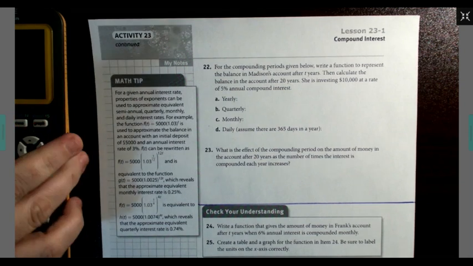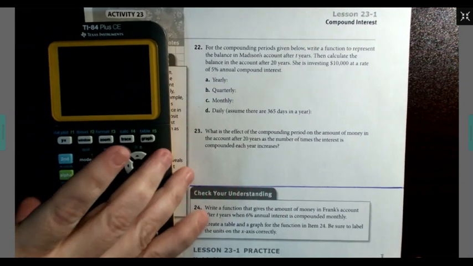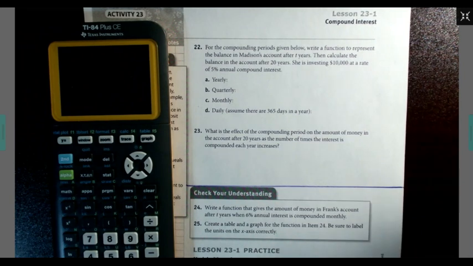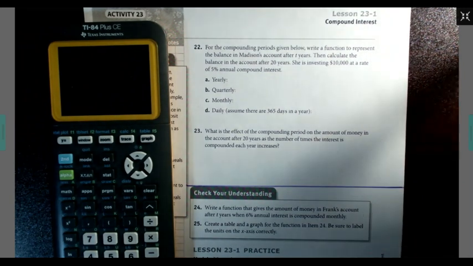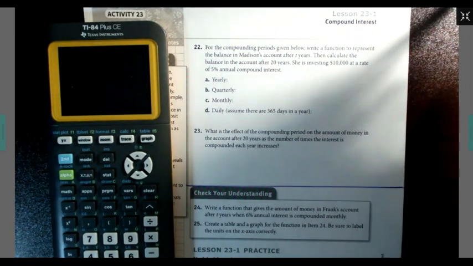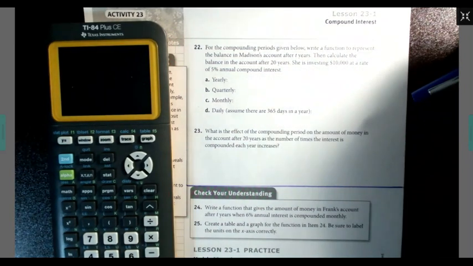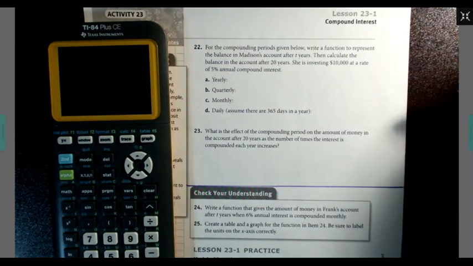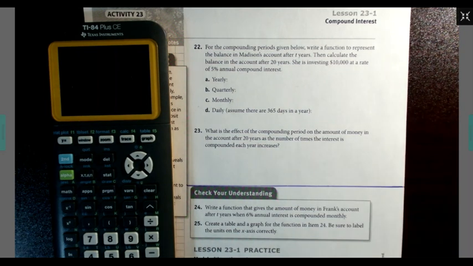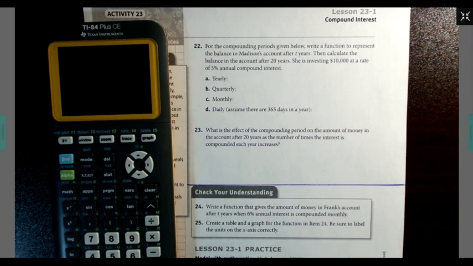All right. On to the last section, questions 22 and 23. For the compounding periods given below, write a function to represent the balance in Madison's account after T years. Then calculate the balance of the account after 20 years since she's investing $10,000 at a rate of 5% annual compound interest. If we do this yearly, quarterly, monthly, and daily, assuming there's 365 days in the year.